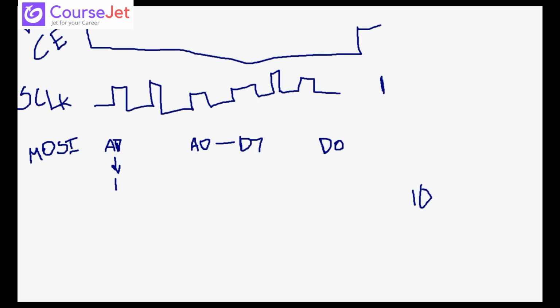Okay. So here what we will do is, same concept we will use, but only at the start we will provide an address, that's it. We are not going to provide the address again and again. Again this bit will be 1 to indicate that this is a write operation. After providing this first address, we will continuously be sending data.